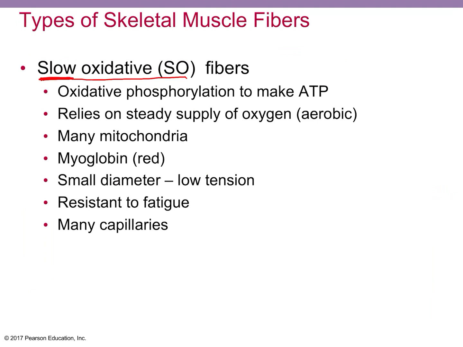So slow means slow to contract and also slow to relax, so it can stay contracted longer. The oxidative refers to the fact that it relies on oxygen to make ATP. So it's going to do your oxidative phosphorylation to make ATP. This obviously is going to rely on a steady supply of oxygen, right? So this is an aerobic fiber. It requires oxygen to make your ATP. And where does all this happen? In the mitochondria. So these fibers that rely on oxygen are going to have more mitochondria than your other fiber types.